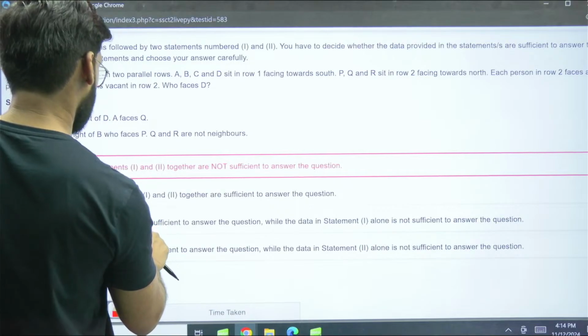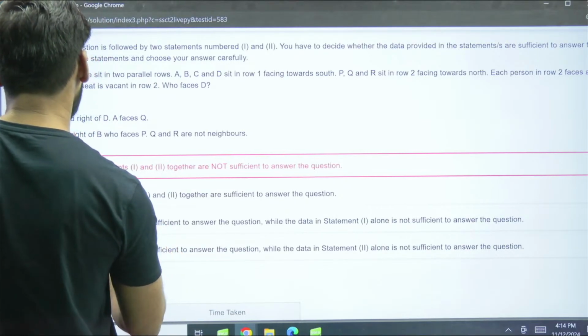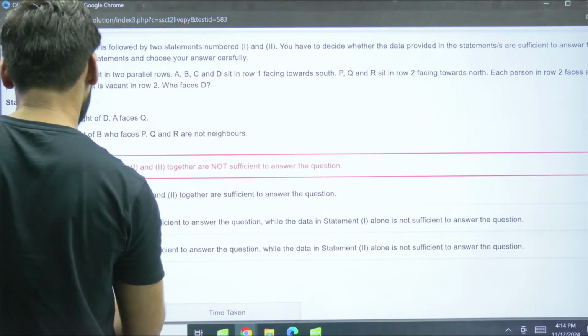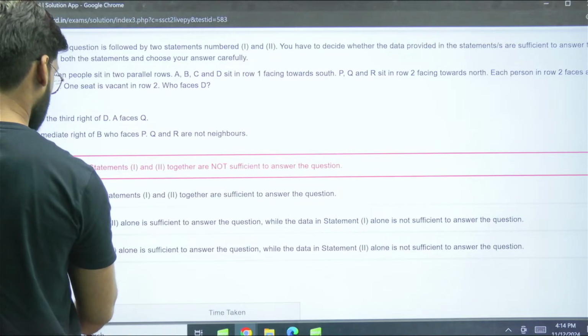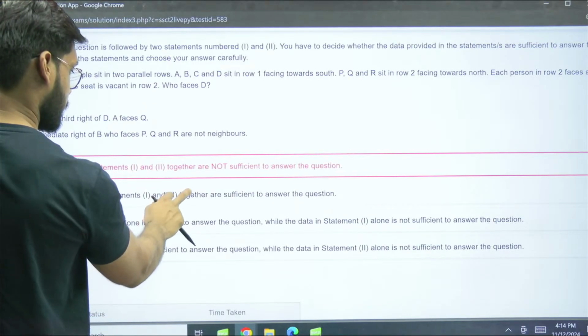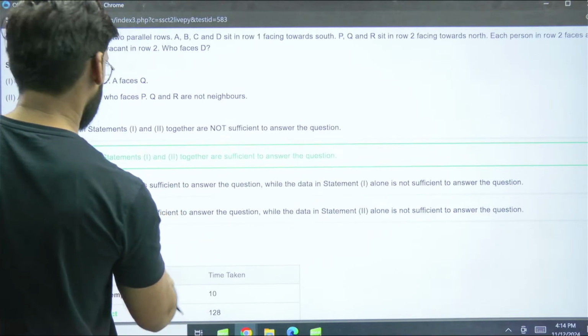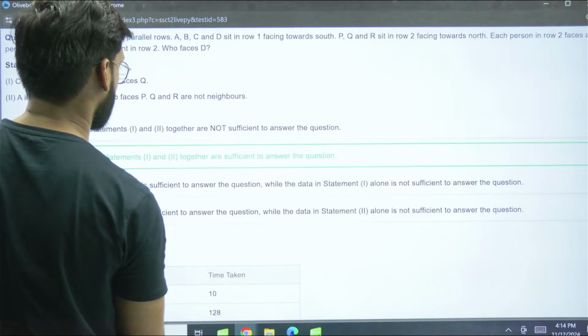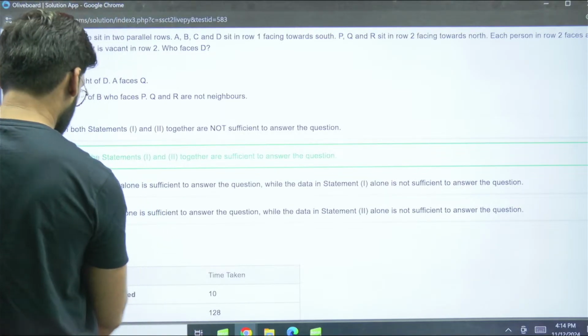Okay. He's saying this is wrong. Okay, I have done wrong. Why? Let's see. So what is the right answer? How can it be possible that the data in both statements 1 and 2 together are sufficient to answer the question? Let me solve it once again.